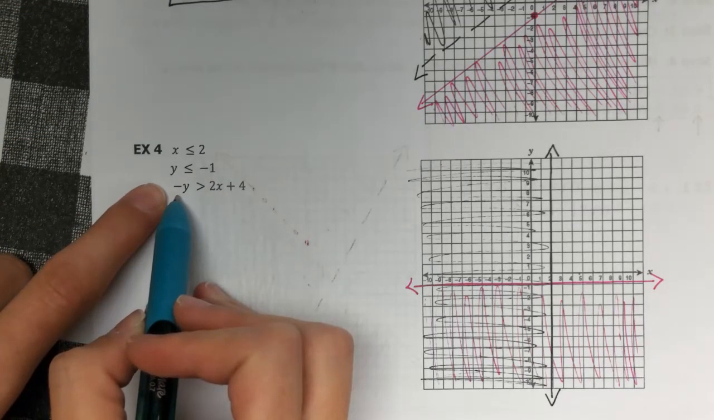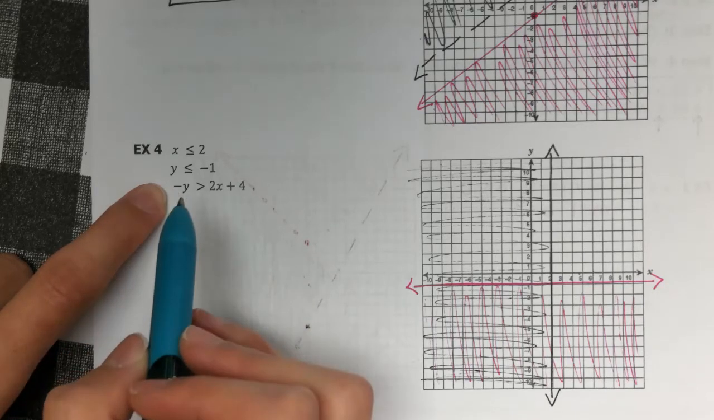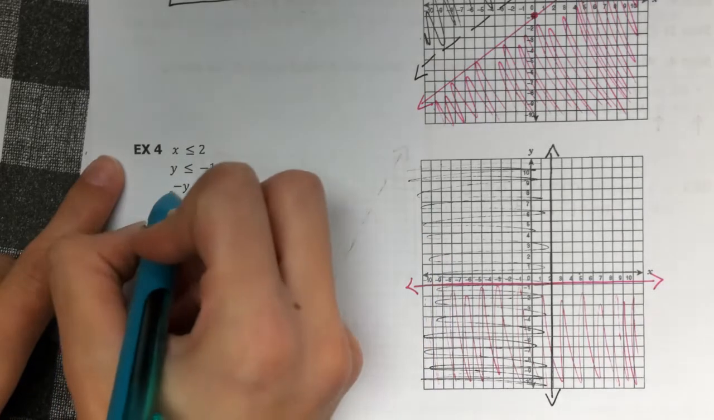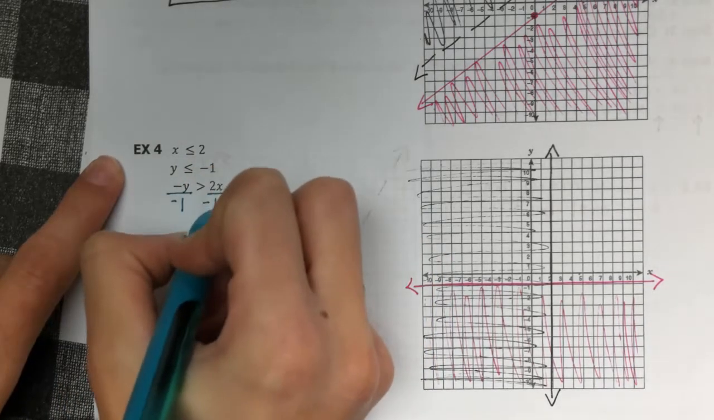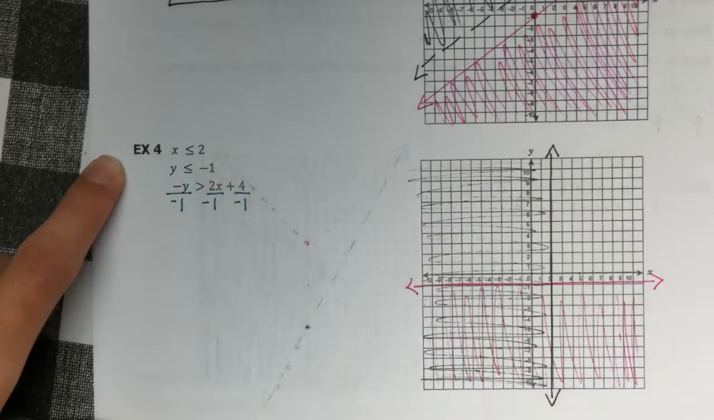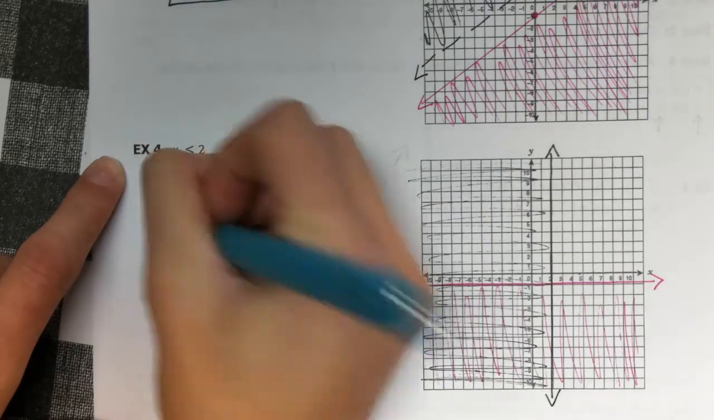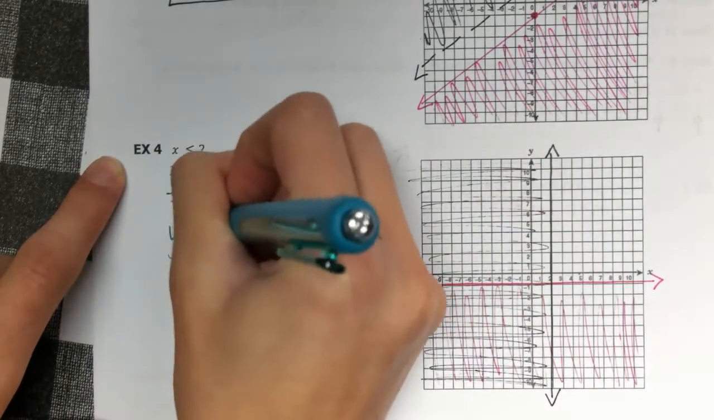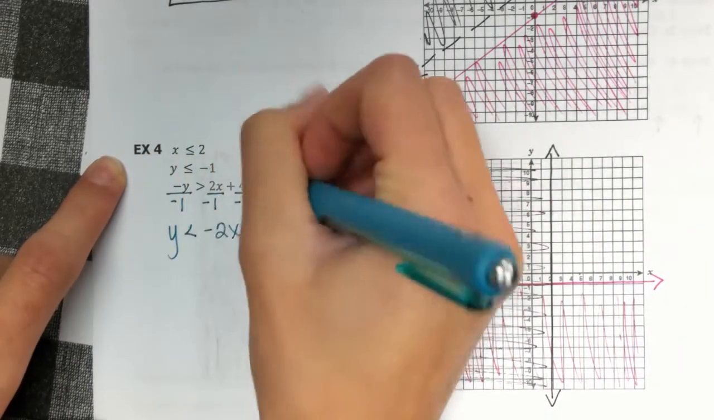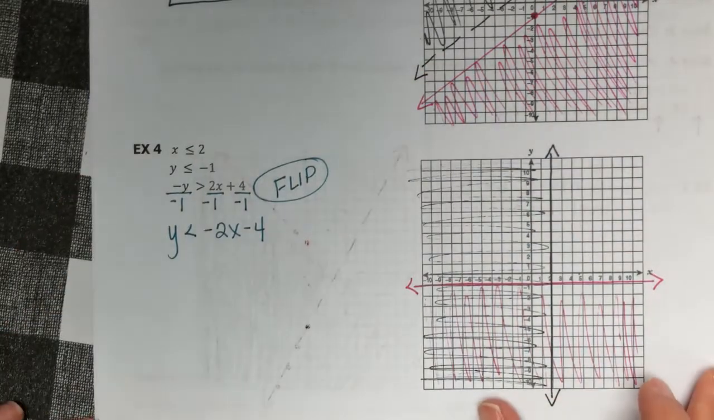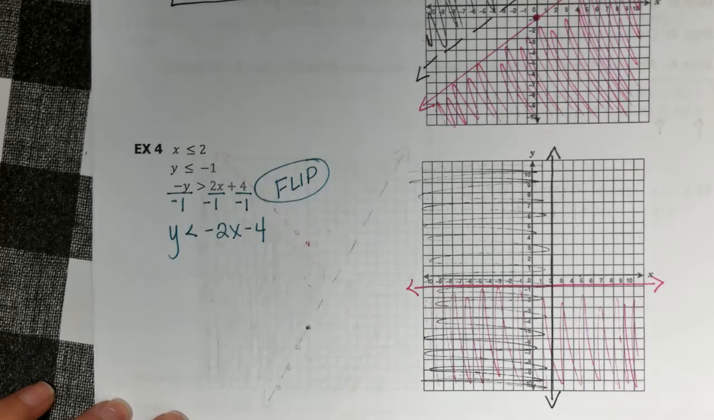Then I have a -y for my last inequality. I need it to be just a y. So what do I need to do with this? Divide by -1. When I divide by -1, what also needs to happen? Your sign changes. So don't forget to flip that. It's now y is less than -2x minus 4. So your rule for flipping your inequality symbol whenever you divide by negative still applies. If you multiply or divide by negative, you still got to flip it.